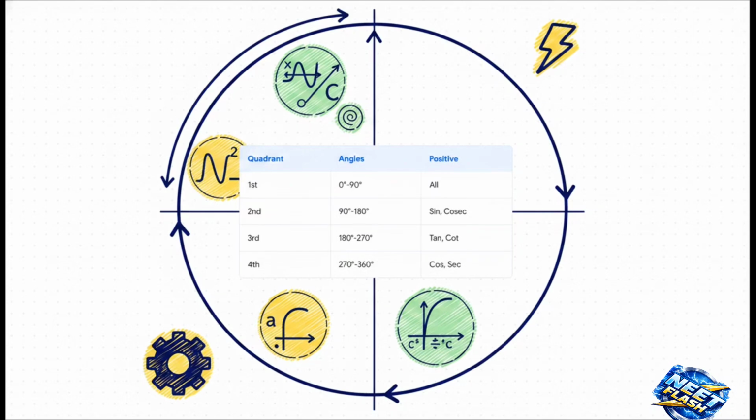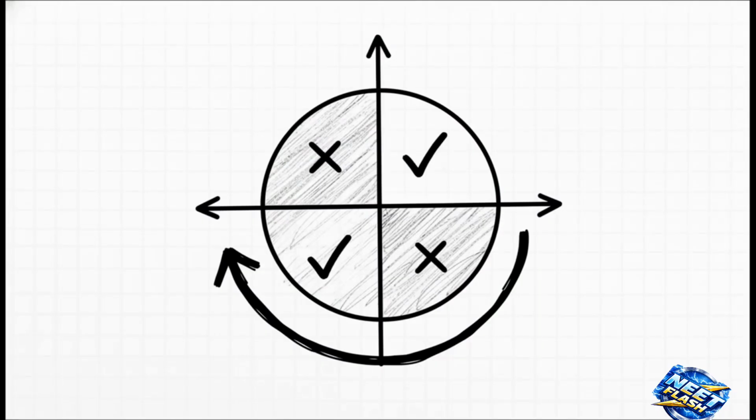Now, did you notice something interesting there? Because all are positive in the first quadrant, every single trig function is mathematically guaranteed to be positive in at least 2 of the 4 quadrants. So, I want to challenge you to mentally map this out right now.